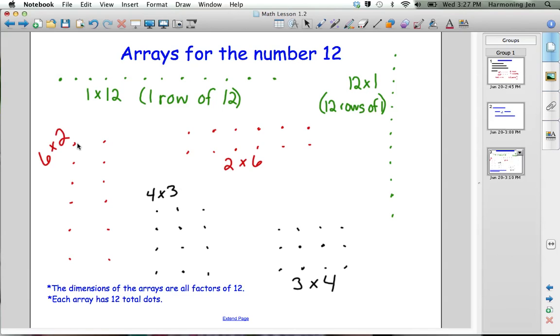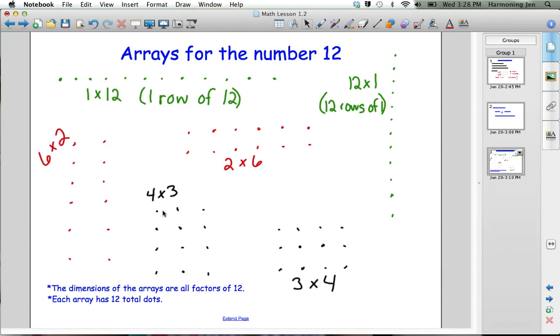Okay, this array here has 6 rows of 2. So we call it a 6 by 2 array. Its opposite is a 2 by 6 array, 2 rows of 6. Remember, that's the commutative property of multiplication. 6 times 2 is the same as 2 times 6. We know that we can flip it around in multiplication, still equals 12. But if we look at the array, it is just situated in a different way. A 6 by 2 array looks like this. A 2 by 6 array looks like this.